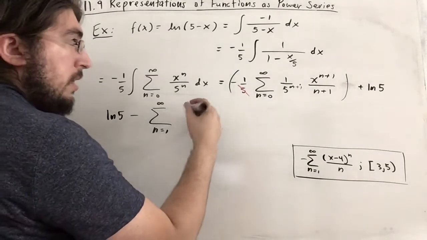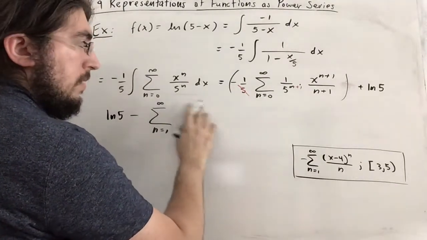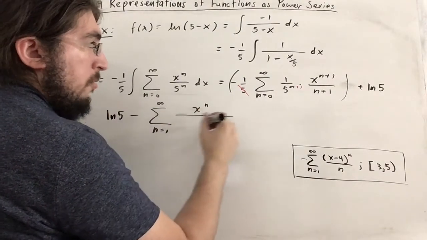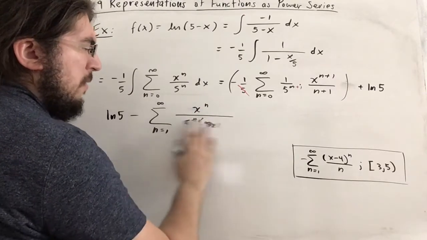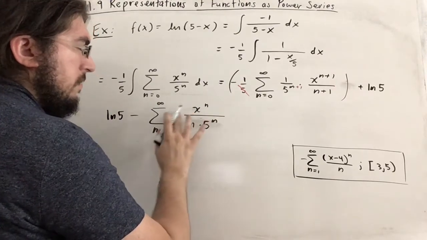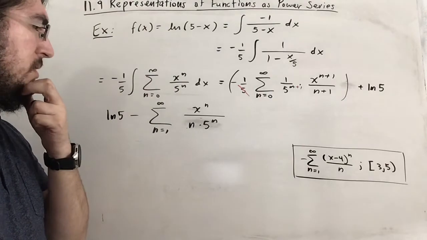And then increasing this to 1 will decrease all of those n's by 1, making the n plus 1s just n's. So really this is just going to amount to x to the n over, let me write it as n times 5 to the n. That looks a little better. There we go. And what is the interval of convergence here?